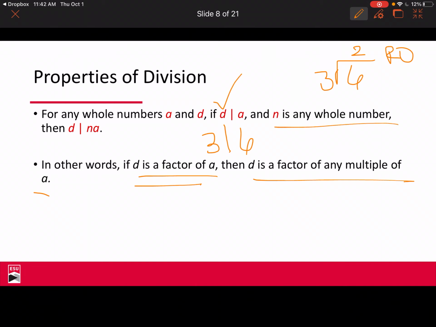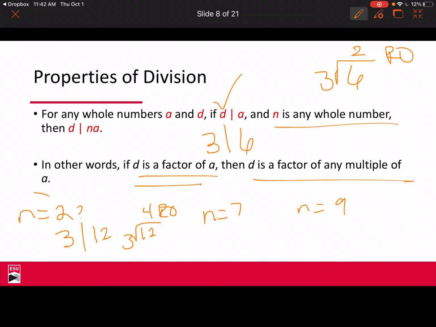And then let's look at some whole numbers. Let's say n equals 2, n equals 7, and n equals 9. Well, if n equals 2, is it true that 3 divides, and I'll put a little question mark above it, 6 times 2, or 12? It does, because 12 divided by 3 is 4, remainder 0.